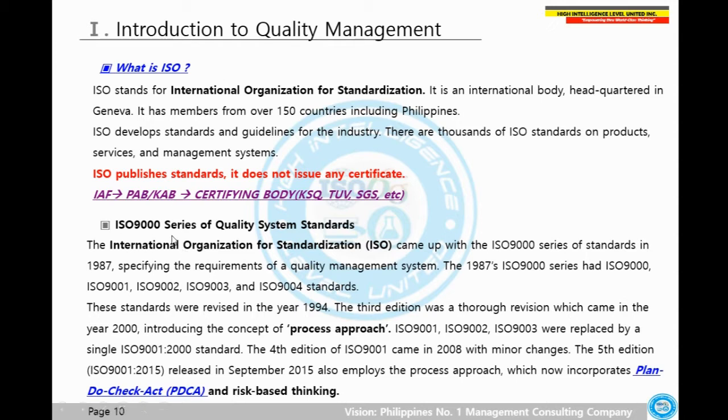Let's see ISO 9003, the sub-quality system standard. Let's take a look.